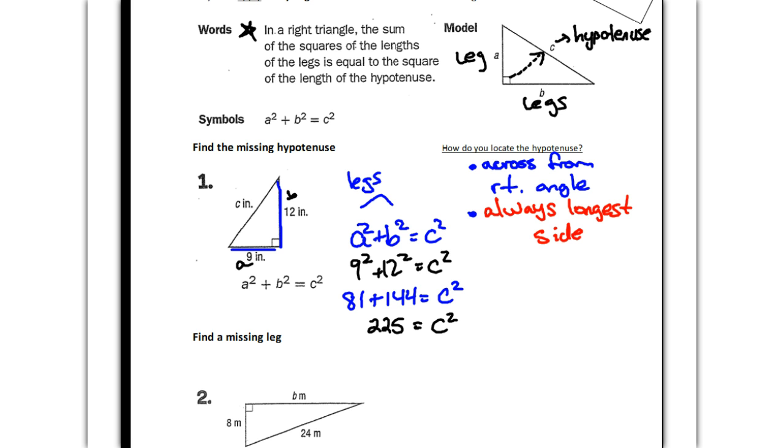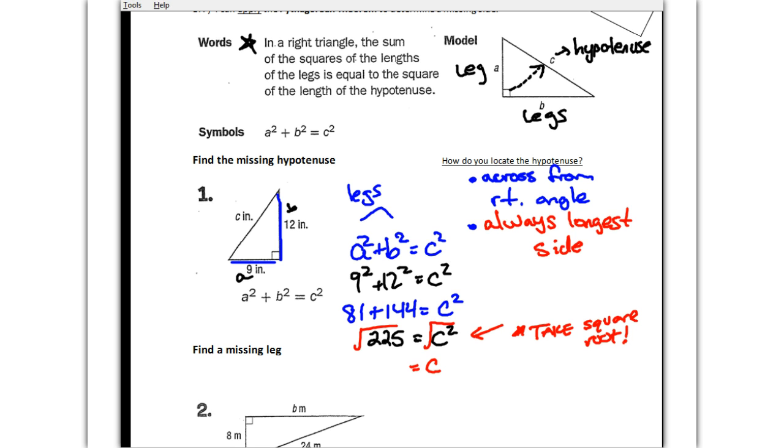At this point, to solve this, it's asking us what value squared gives you 225. So we can't just divide it by 2. What we have to do is actually take the square root. I want you to write this down too: take the square root once you have it at that point. So the square root of both sides. The square root of c squared is just c, because c times c is c squared. And the square root of 225, you can actually just type into your calculator.